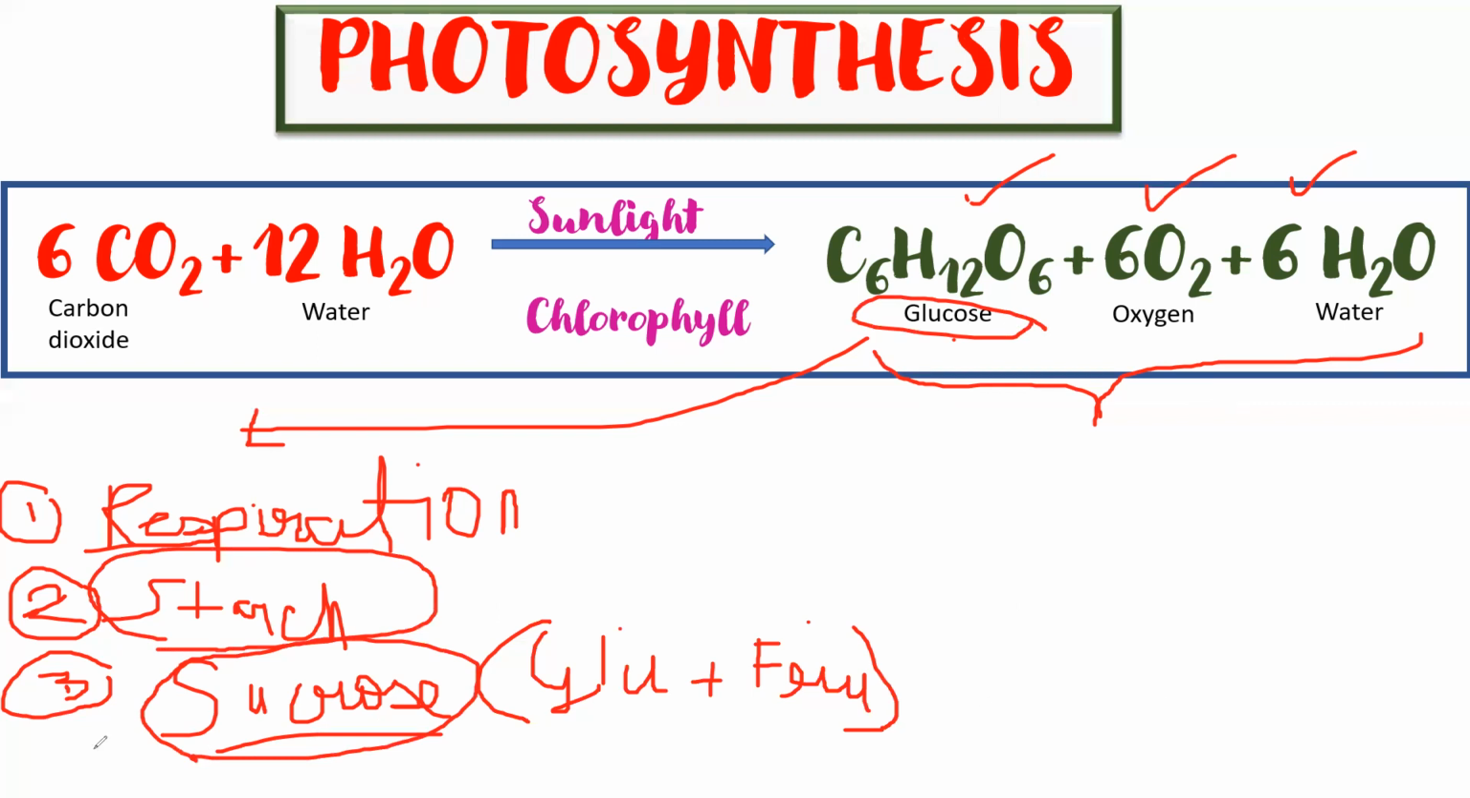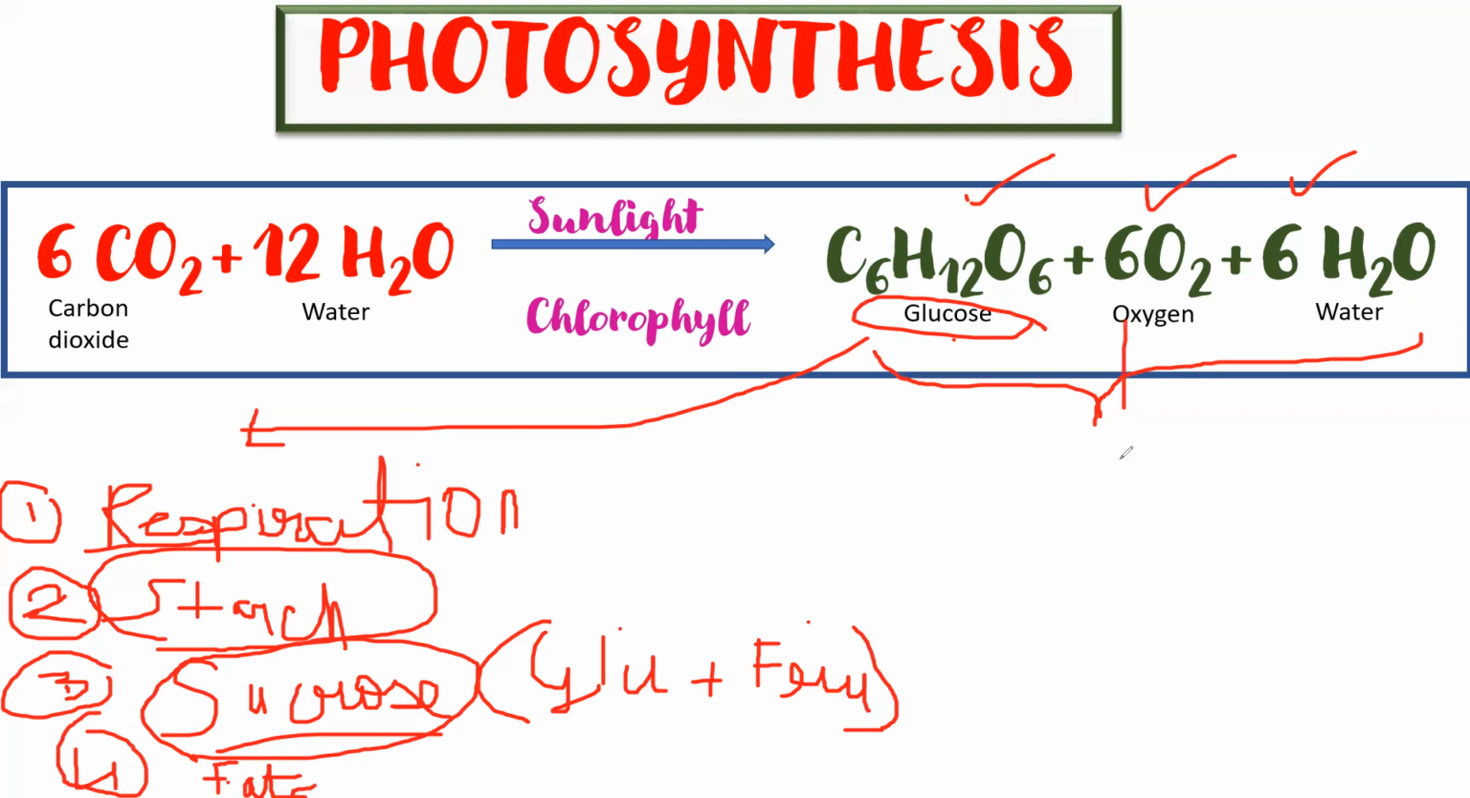And fourth, it is used for synthesizing other molecules such as fats, proteins, vitamins, etc. So glucose is used to form other molecules. So all of this can happen with glucose.